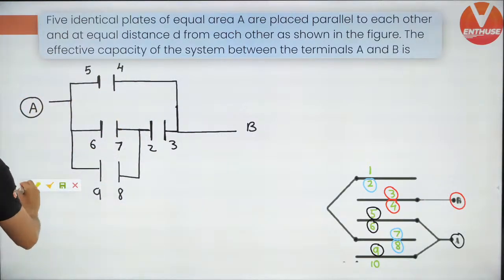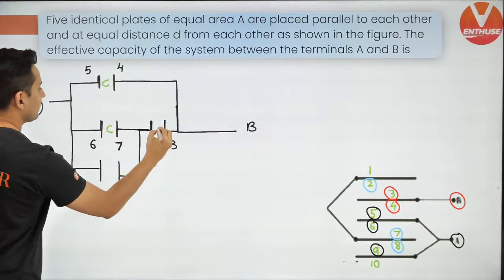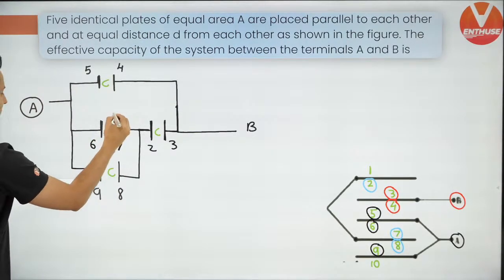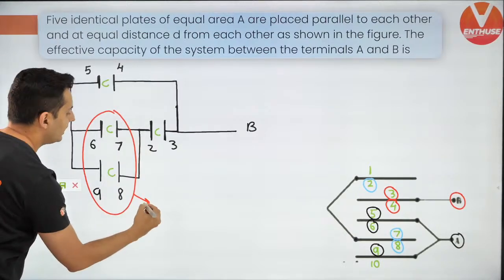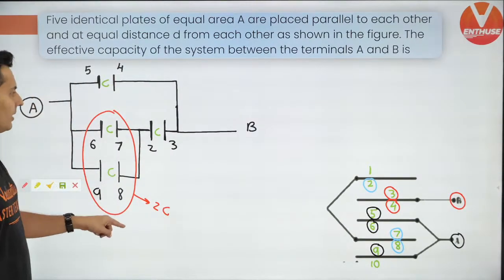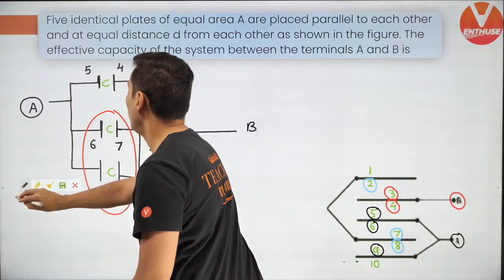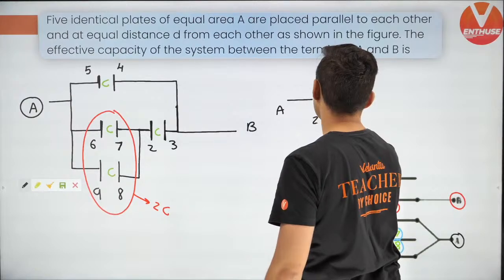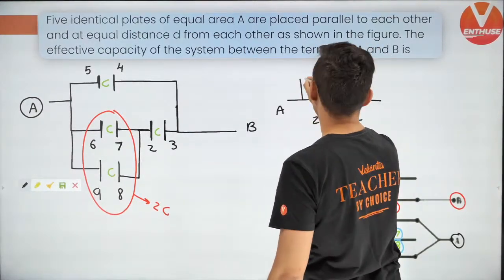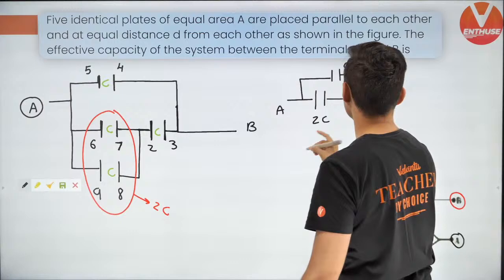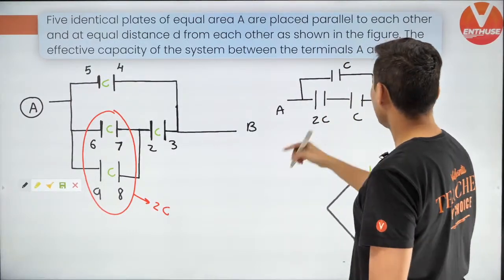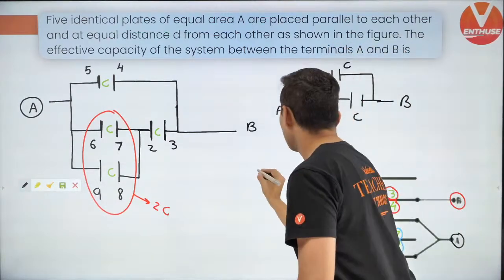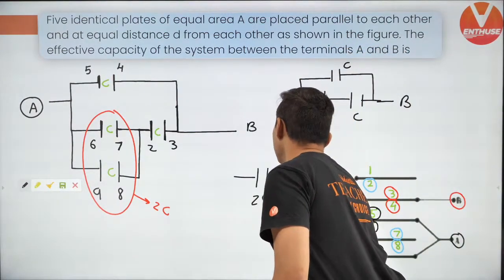Now it's simple. Each of them has a capacitance of C. Now you know how to solve it. Find the effective capacitance. These two together are going to be 2C. So this will effectively boil down to A, this 2C, and this C, and this one over here is also C, and this is B. Now 2C and C in series give 2C into C divided by 2C plus C, which is 2C by 3.